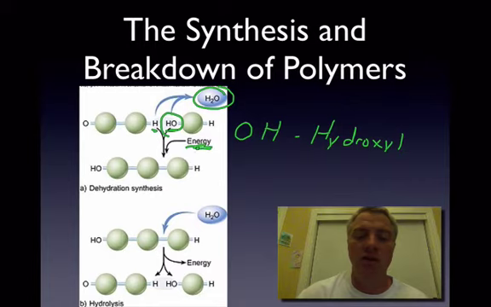So you can see right here, energy is required to form these bonds together between these two different monomers. So that's a dehydration synthesis. Again, that's how polymers are formed. Now polymers are broken down, if you look down here, but just the opposite. It's quite simple here.